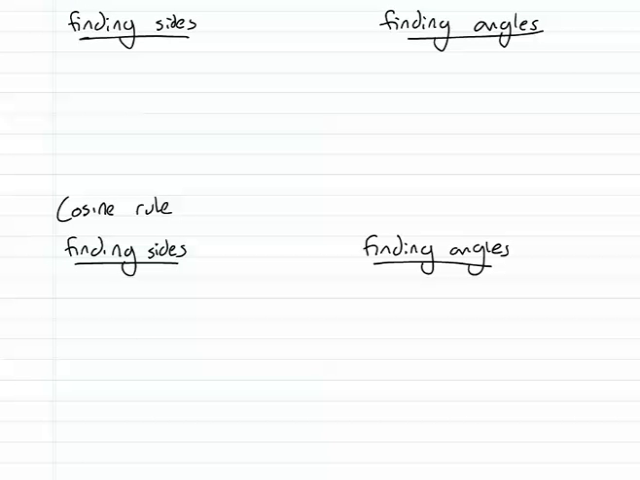So the sine rule for finding a side: a over sine A equals b over sine B equals c over sine C. Remember, at any stage when you're doing the working for this, you only need to show two, a over sine A and c over sine C, for example. So you show the ones that have the sides that you're using. So that's your sine rule for finding sides.